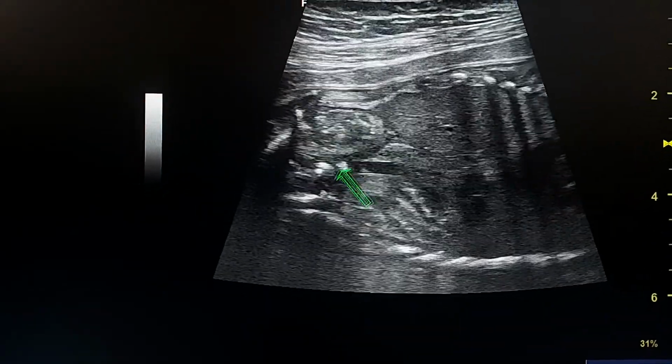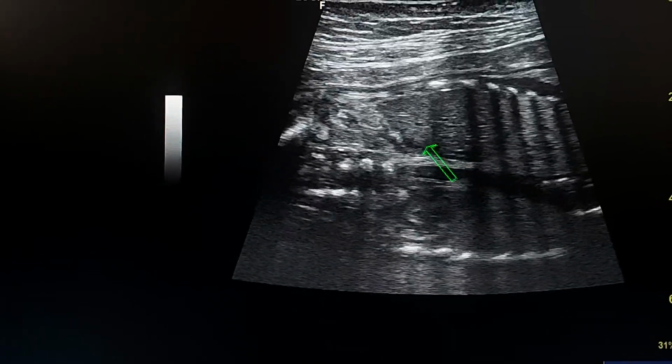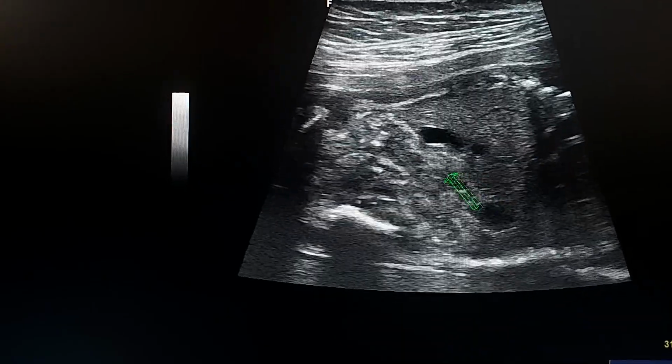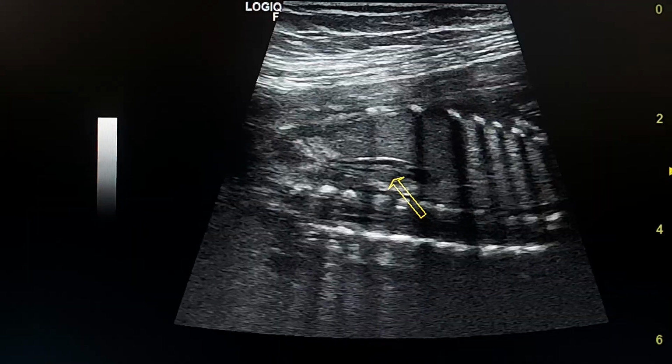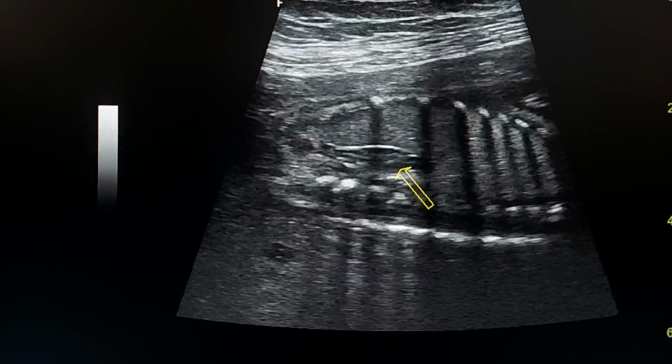These are the small bowel loops, spine, adrenal gland, aorta. This is the lying down adrenal sign.